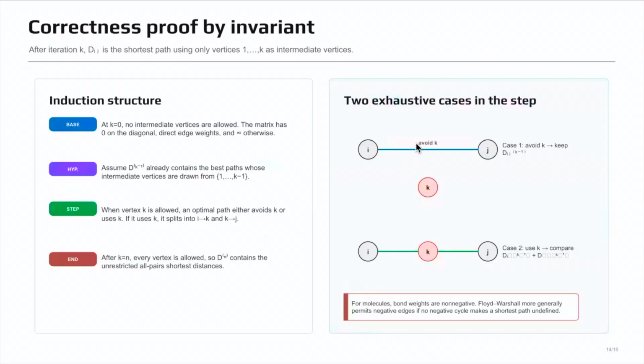So the correctness is proved by invariant. The invariant states that after iteration k, each matrix entry contains the shortest path whose intermediate vertices come only from the first k vertices. The base case records only self-distances and direct edges. And during the induction step, an optimal path either avoids k or passes through k. The recurrence compares exactly these 2 possibilities. So after k equals n, every vertex is allowed, and the matrix contains all unrestricted shortest path distances.